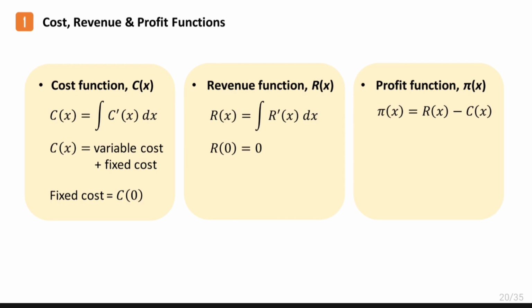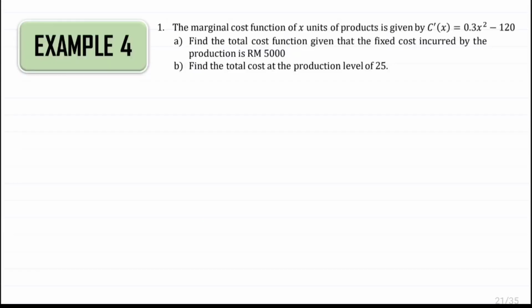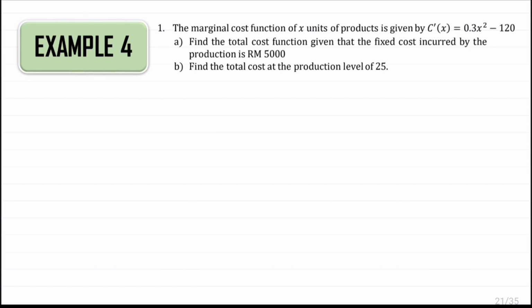And last is profit function, pi(x). Same as before, pi(x) is R(x) minus C(x). Revenue minus cost. We go to example 4, number 1. The marginal cost function of x units of products is given by C'(x) equals 0.3x squared minus 120. First question, find the total cost function given that the fixed cost incurred by the production is 5,000.